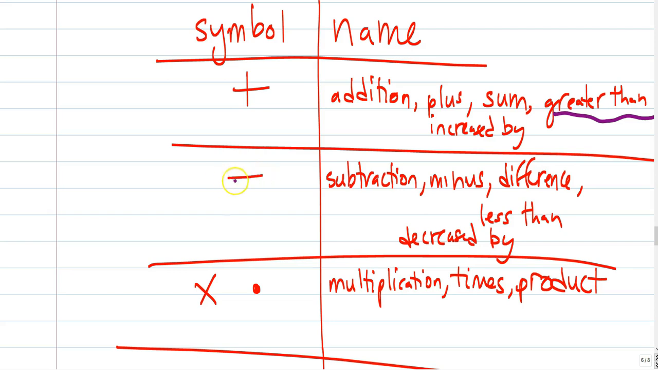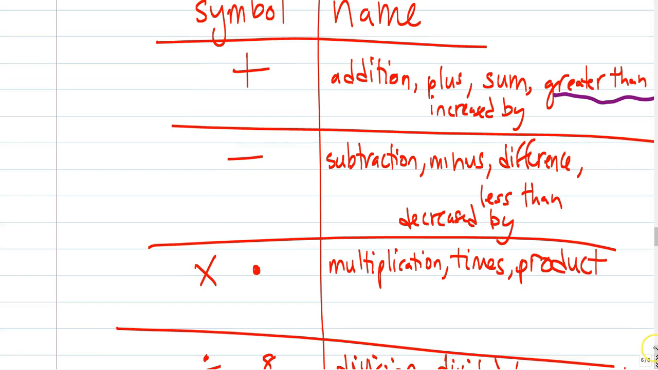Here we have a subtraction symbol. We also use the word minus. Or if I said, what's the difference of two things? If you have 10 and I have 12, what's the difference? Well, you would subtract them to find the difference between those numbers. You could also say less than, decreased by. All of those have an implied operation of subtraction.